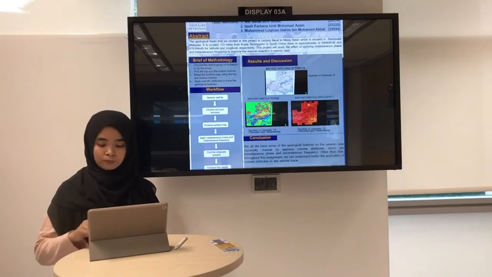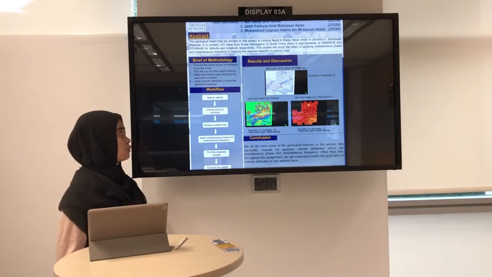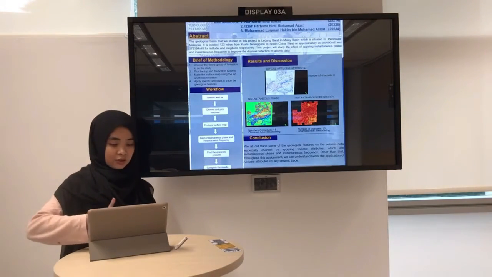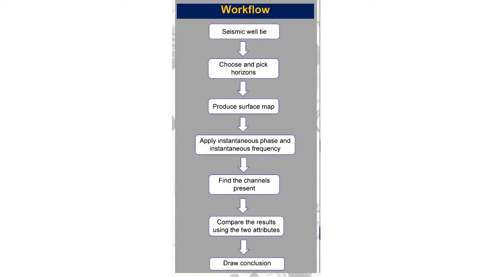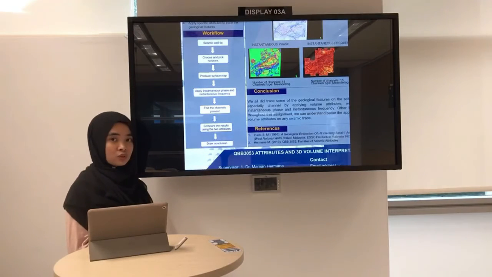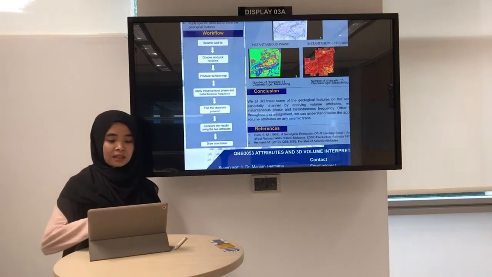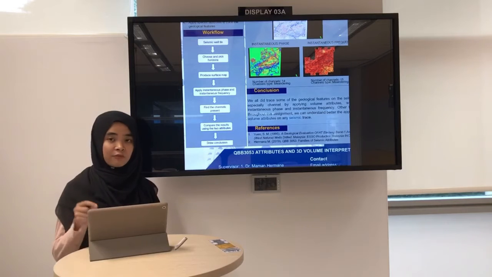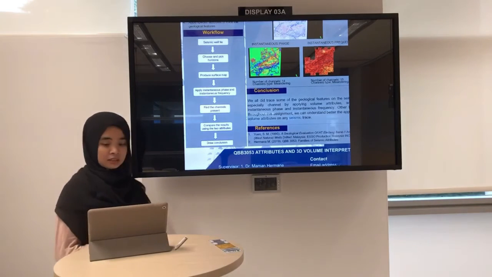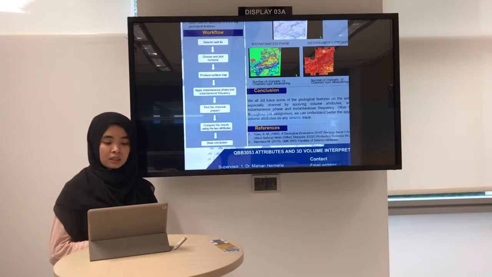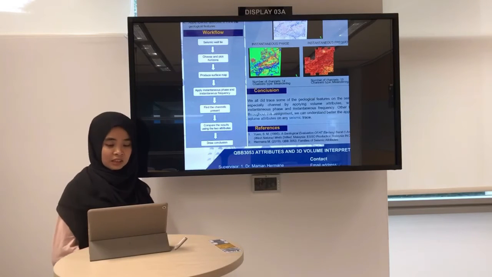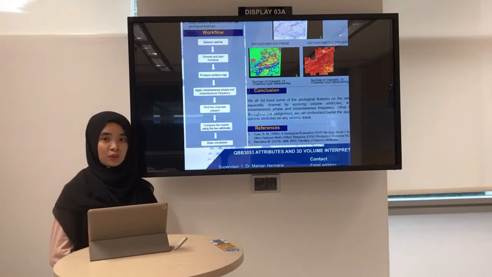For the workflow, it is presented in this flow chart, as you can see here. For the first step, we need to do a seismic well tie, and then we can choose and pick horizons in the area that we are interested in, where in this project we choose group B. After all the horizons have been picked, we produce a surface map, and then we continue with applying the attributes, instantaneous phase and instantaneous frequency.